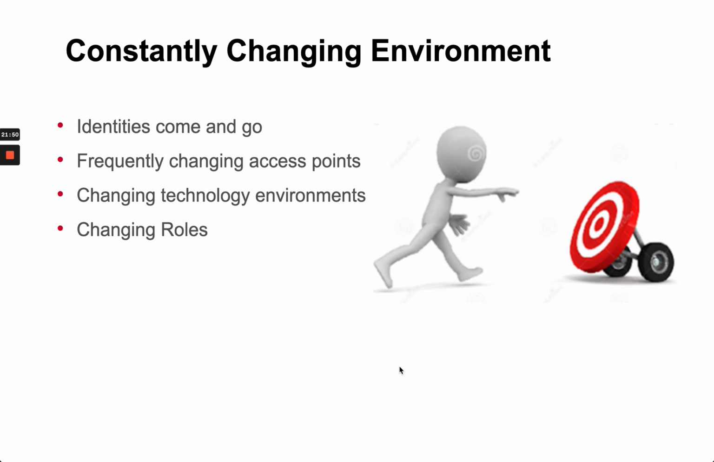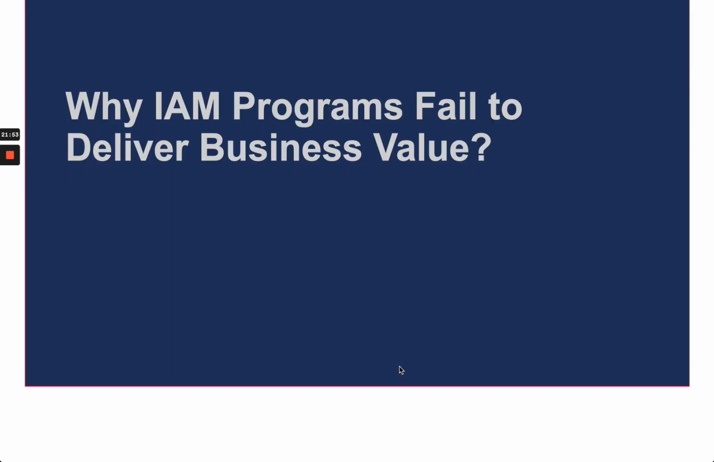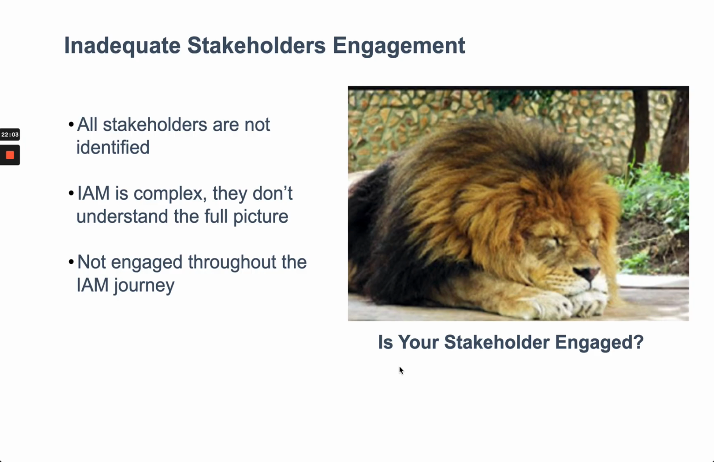Now, next: why does an IAM program fail to deliver business value? Because IAM programs are difficult, and industry leaders always say so. We already saw in that first poll slide that some of the folks in the audience said their IAM program is not really very successful. Now, the most common issue is that the IAM program lacks relevant stakeholder representation. And if there is adequate representation, then the stakeholders are not engaged. There are a couple of reasons for that.